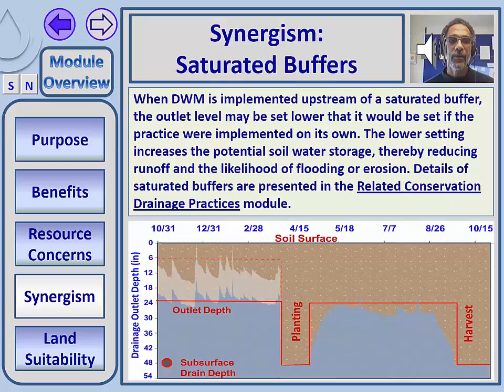When drainage water management is implemented upstream of a saturated buffer, the outlet level may be set lower than it would be set if the practice were implemented on its own. The lower setting increases the potential soil water storage, thereby reducing runoff and the likelihood of flooding or erosion. Details of saturated buffers are presented in the Related Conservation Drainage Practices module.